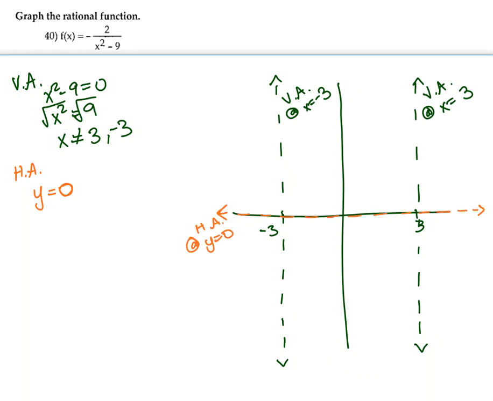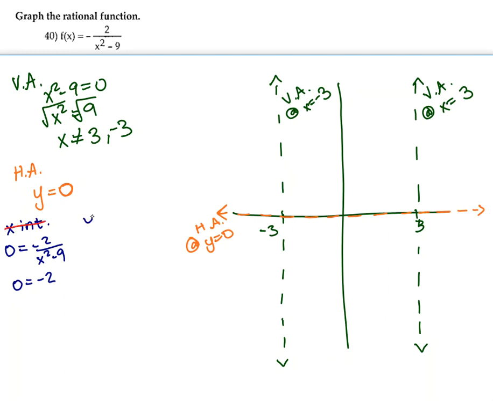Next, we're going to be taking a look at our intercepts. In order to find the x-intercept, we're going to set y equal to 0. So that's f of x, 0, is equal to negative 2 over x squared minus 9. To solve for x, we multiply both sides by the denominator of the right-hand side, which gives us 0 is equal to negative 2. That doesn't make sense, so we have no x-intercept.